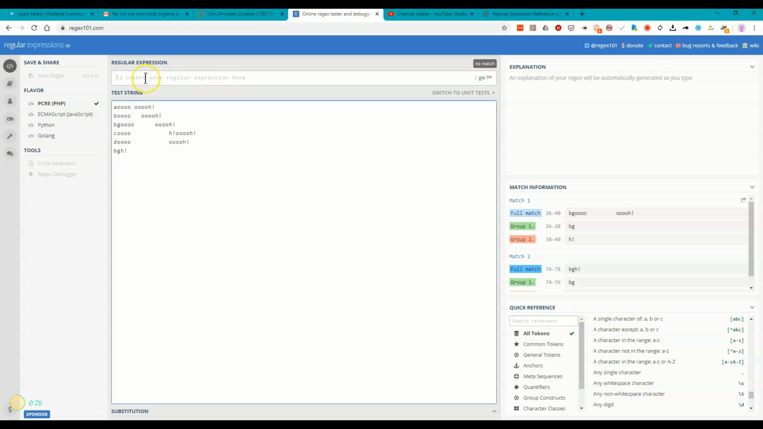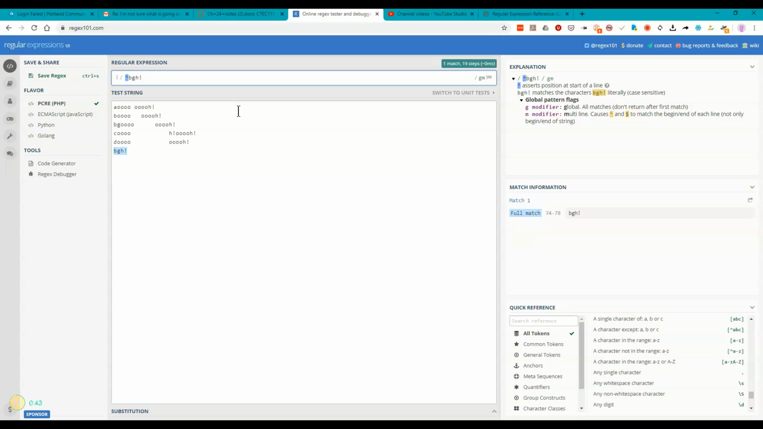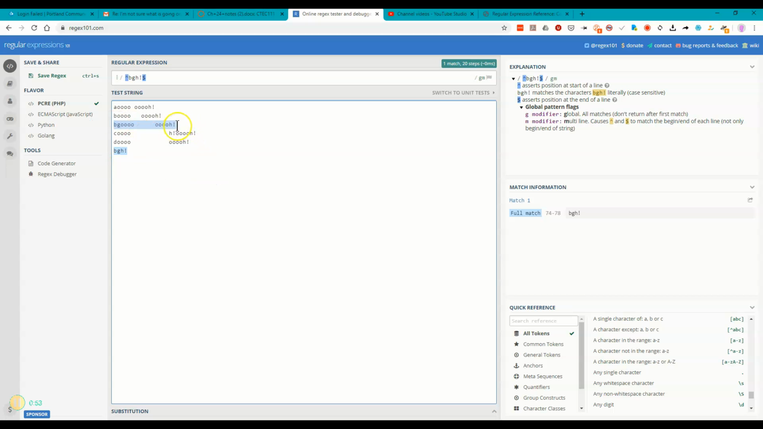Now, what if I want begins with BG? I've got two of them that begin with BG, and we know how to make that, right? Begins with BG. And I want ends with H exclamation point. So we do the H exclamation point and $ sign. Begins with BG and ends with H exclamation point. Well, wait a minute. I only have one that works. But what about this one? It begins with BG and ends with H exclamation point.